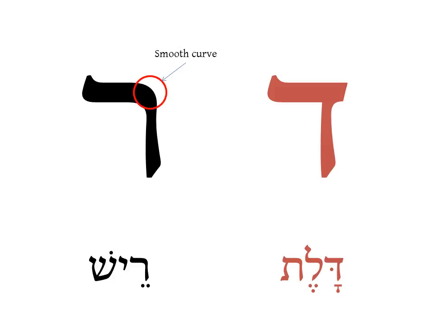A Resh has a smooth curve where the top and the side join. You see? A Daleth, on the other hand, doesn't have a smooth curve. It has a projection, which we call in English a tittle. Most of us have only heard this word in the English Bible when, in the Sermon on the Mount, Jesus says, "Not one jot or tittle will depart from the law." The tittle is this little thing that distinguishes a Daleth from a Resh.